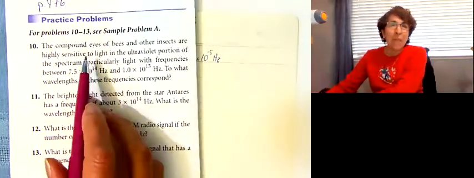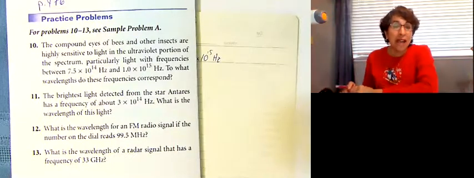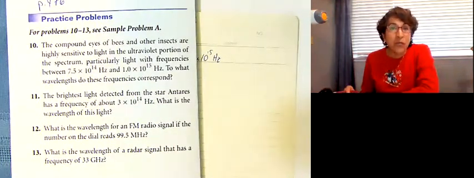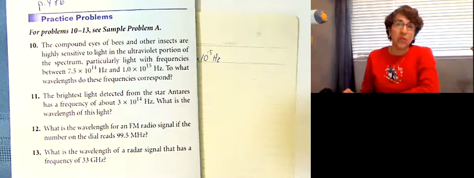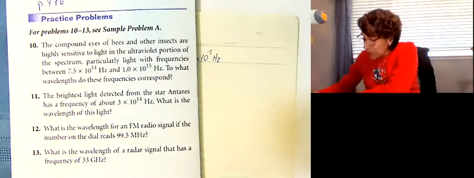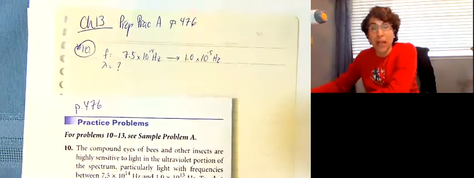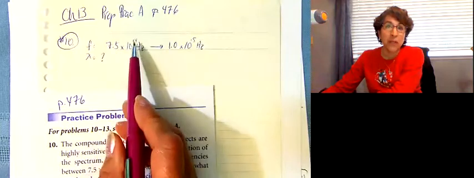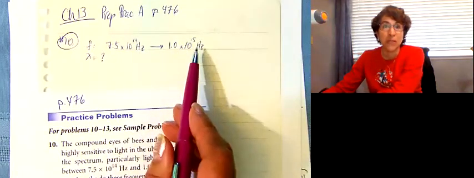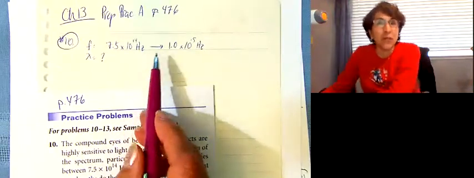First one: the compound eyes of bees and other insects are highly sensitive to light in the ultraviolet portion of the spectrum. That would be the electromagnetic spectrum, particularly lights with frequencies between 7.5 times 10 to the 14th hertz and 1 times 10 to the 15th hertz. To what wavelengths do these frequencies correspond? In the last chapter, I went ahead and wrote down what they gave us. They gave us the frequency range of 7.5 times 10 to the 14th hertz and 1 times 10 to the 15th hertz. They want to know what the wavelengths are for each of those.